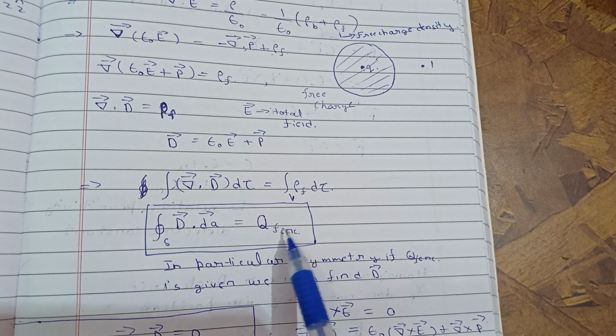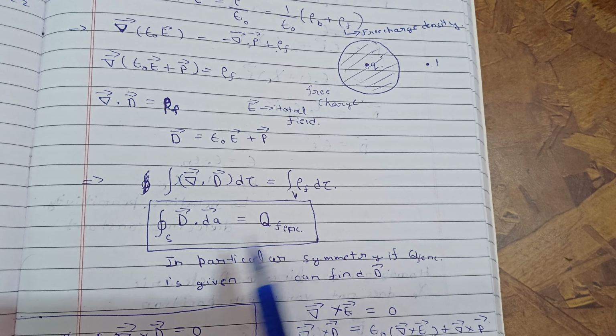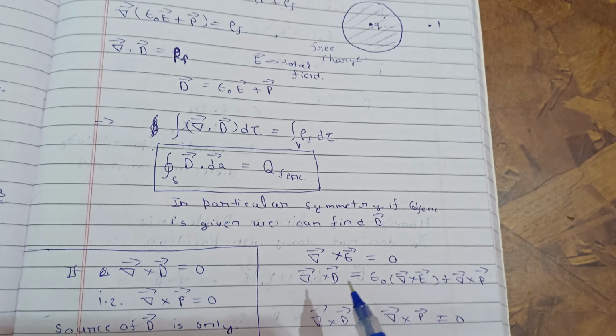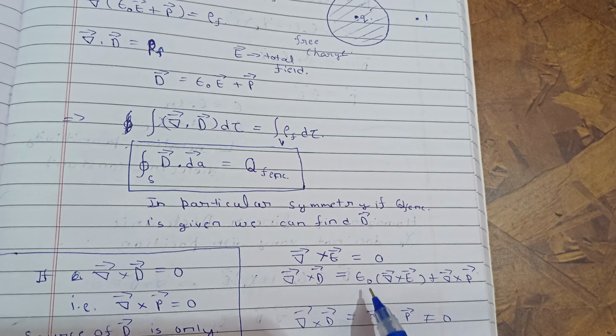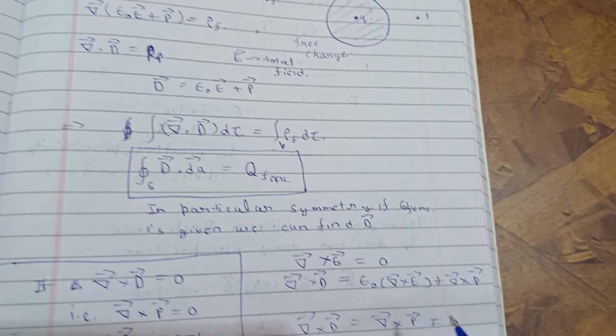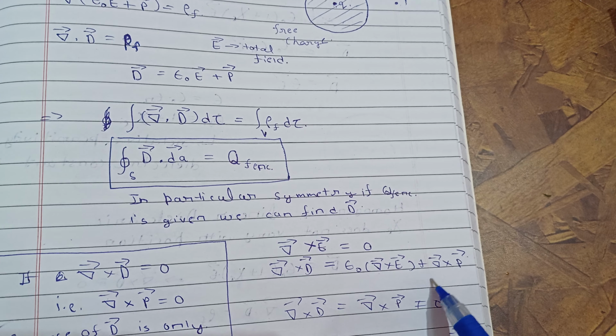But to say that E and D are similar things, this D must satisfy this equation, del cross D equal to 0. So let's check what del cross D gives us. Del cross D equal to epsilon del cross E, means in place of D we will write this epsilon E plus P, so it will be del cross P. Now this first term is 0, but del cross P is not 0 in general.